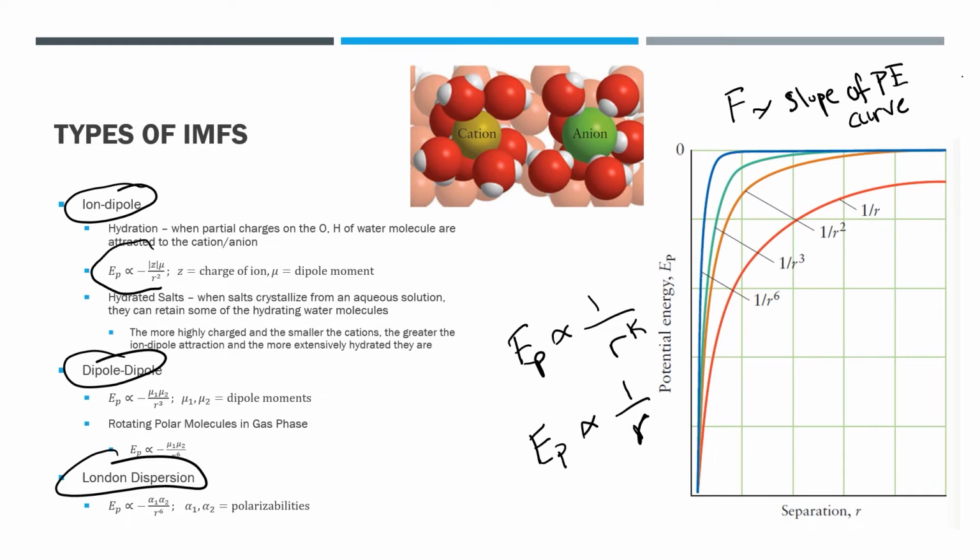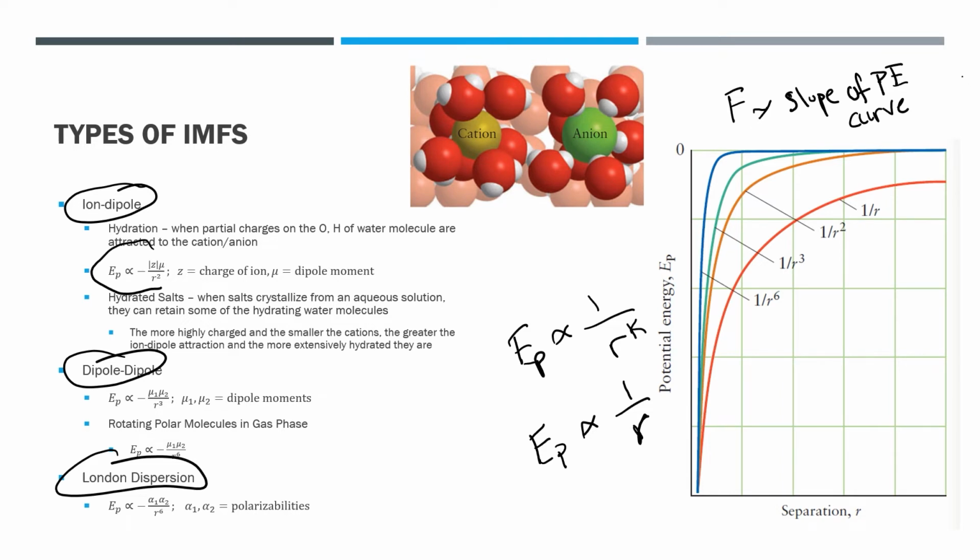If we have 1 over r cubed, or 1 over r to the fourth, or something like that, that's going to be weaker than 1 over r. If we had 1 over r cubed and 1 over r to the fourth, the 1 over r to the fourth is going to be a weaker intermolecular force than the 1 over r cubed.